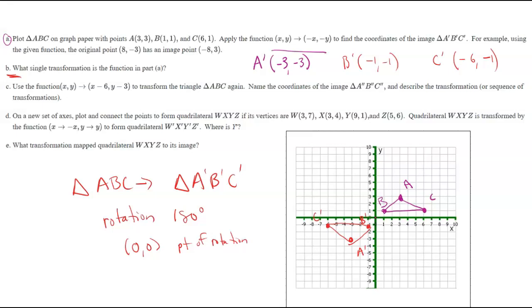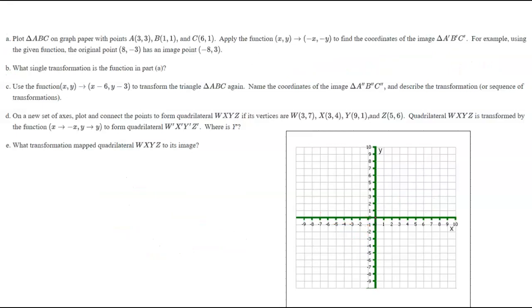All right, let's try another one. Let's try C. So I'm going to get a new picture up. So C, it says use the function to translate this again. So I'm going to redraw 3, 3, and then 1, 1, and then 6, 1. Okay. And then I'm going to apply this new function.